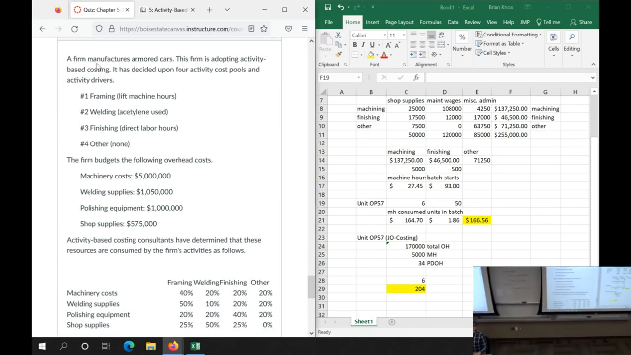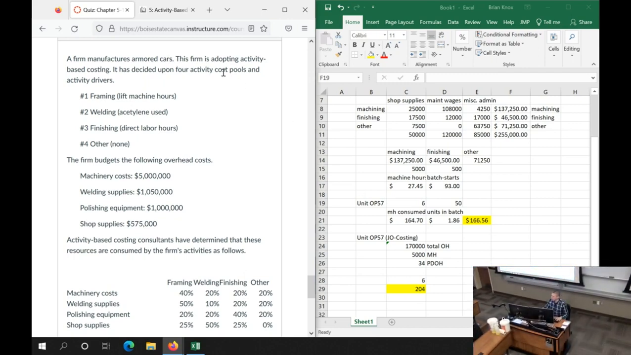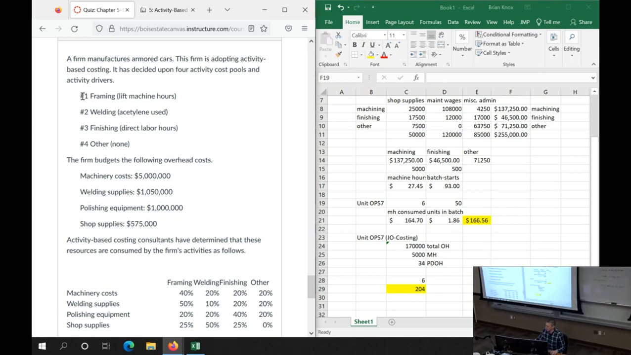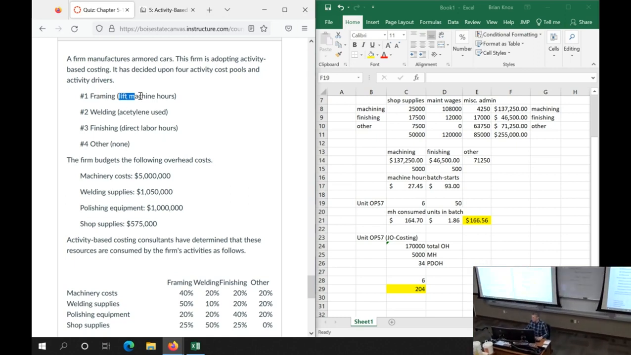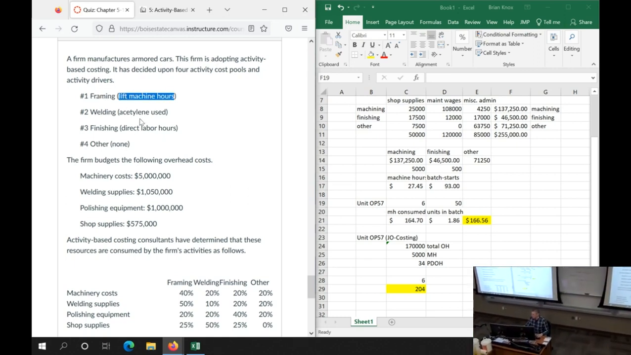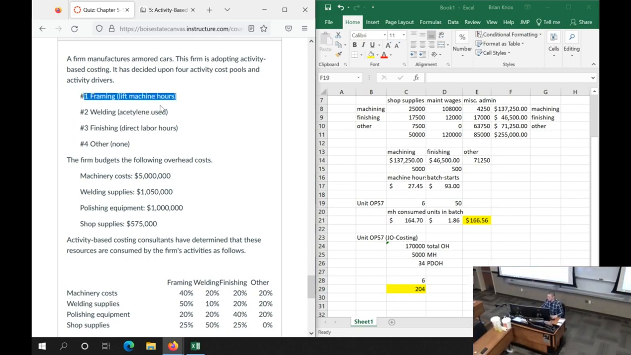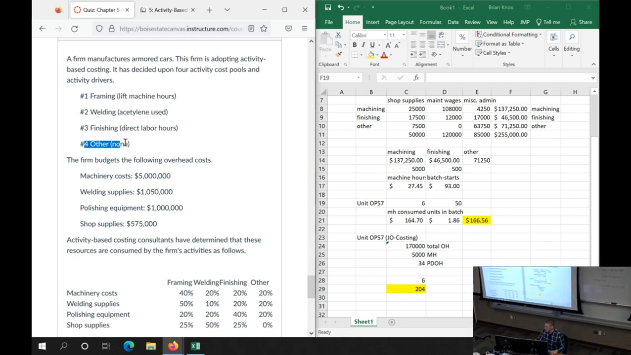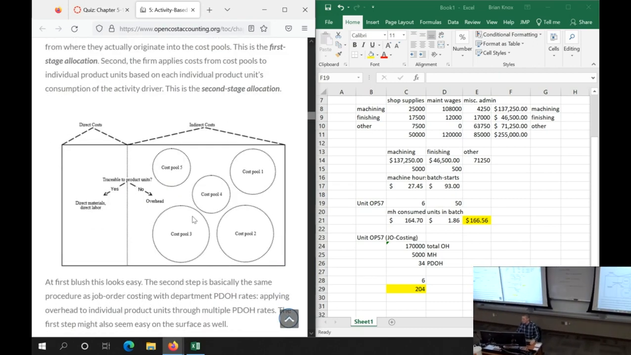Okay. So a firm manufactures armored cars. This firm is adopting activity-based costing. It has decided upon four activity cost pools and activity drivers. So here we have the name of the activity. It's not terribly important, just important for placeholders. Make sure you know which one is which. And then the name of the driver, also not terribly important in this case, but there it is. We have four pools, the last one of which is the other category. And in almost all the problems, I include the idea of the other category because there still are some period costs.